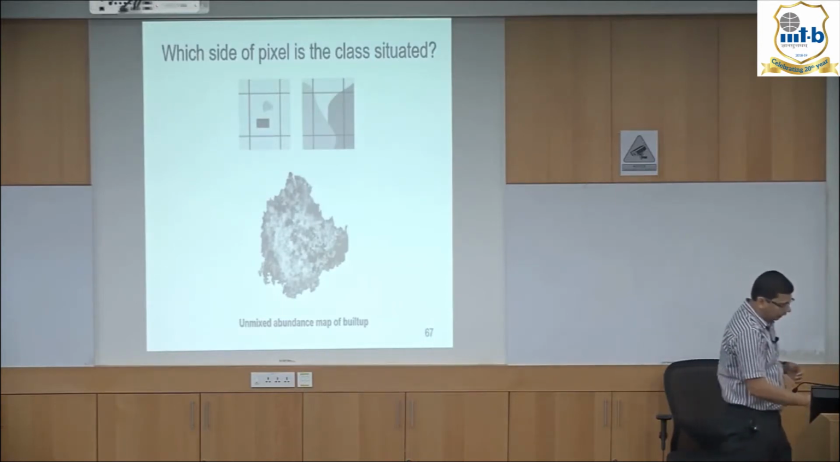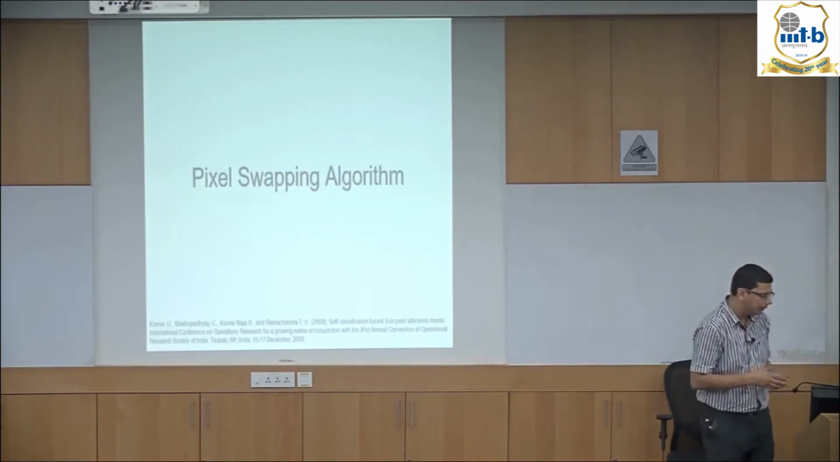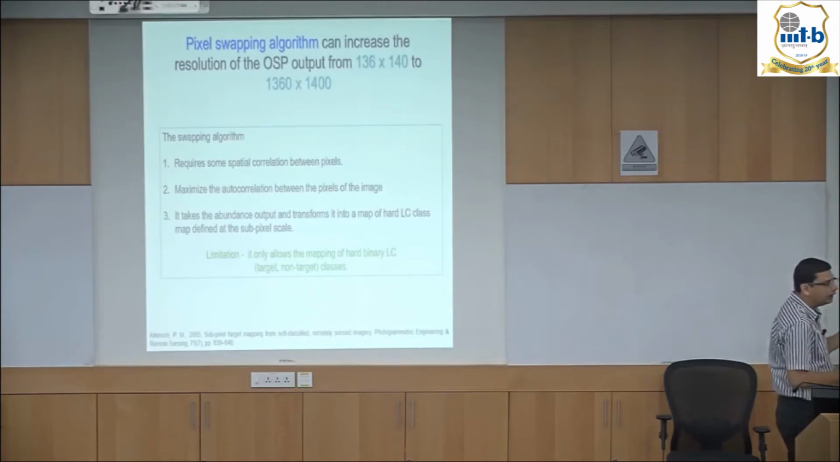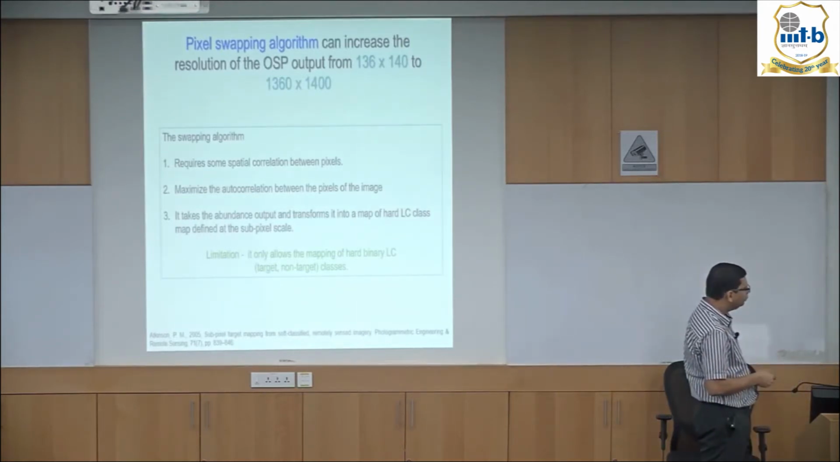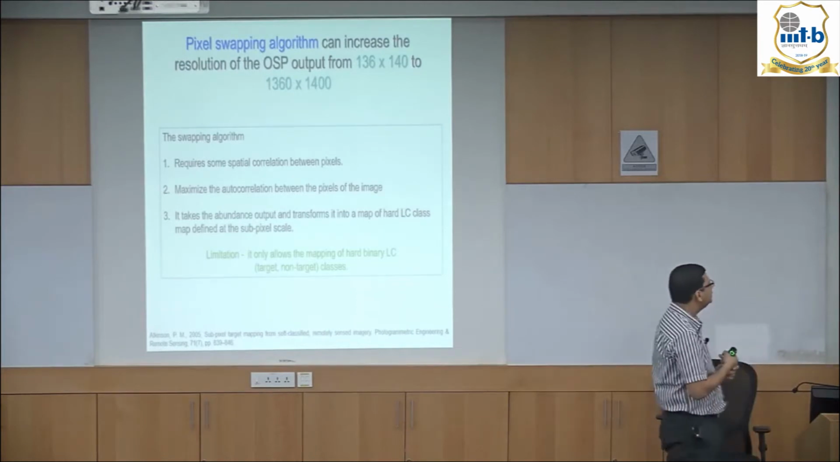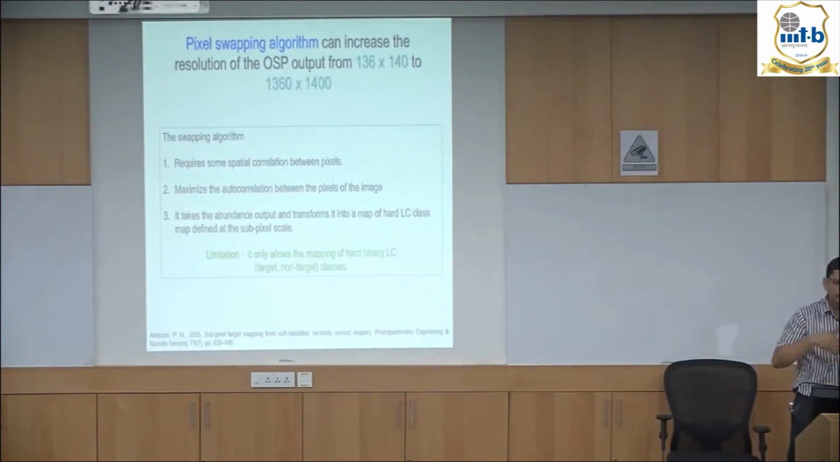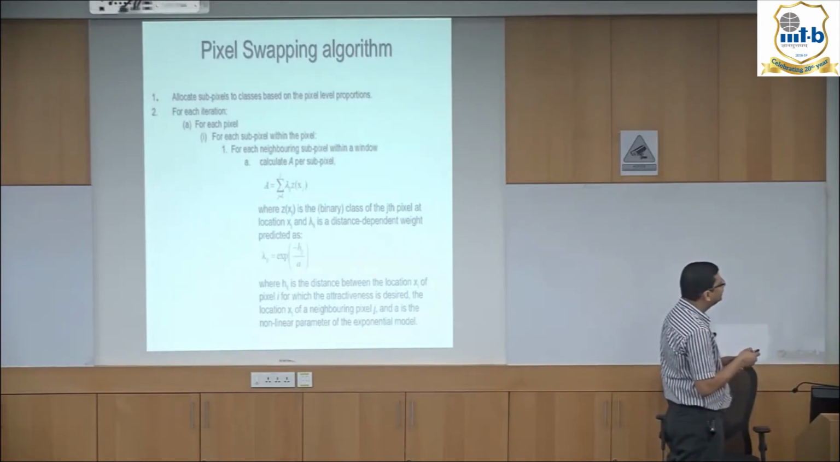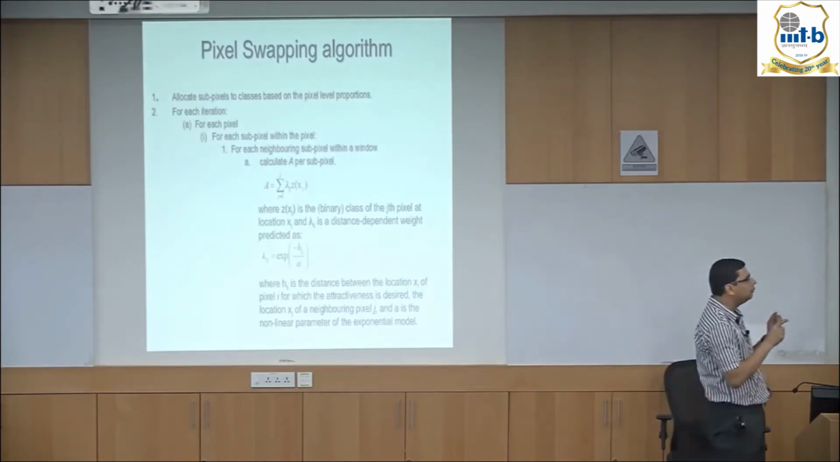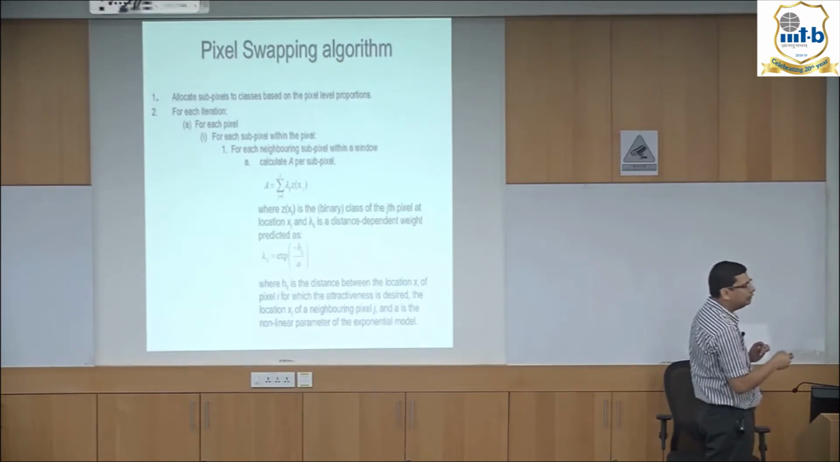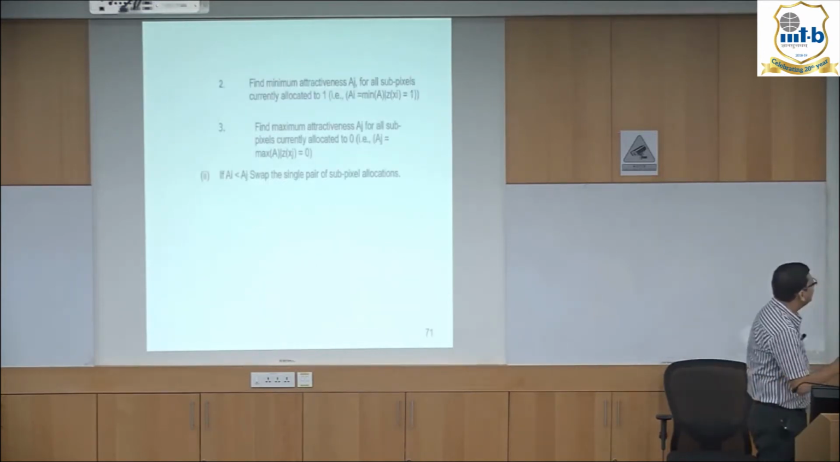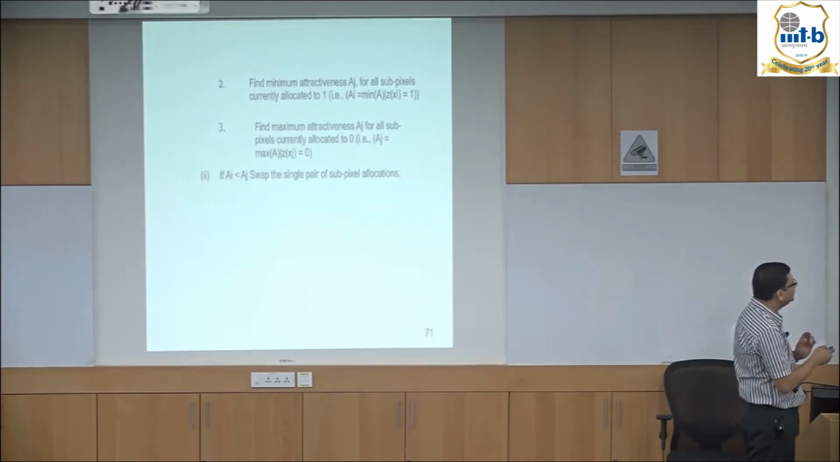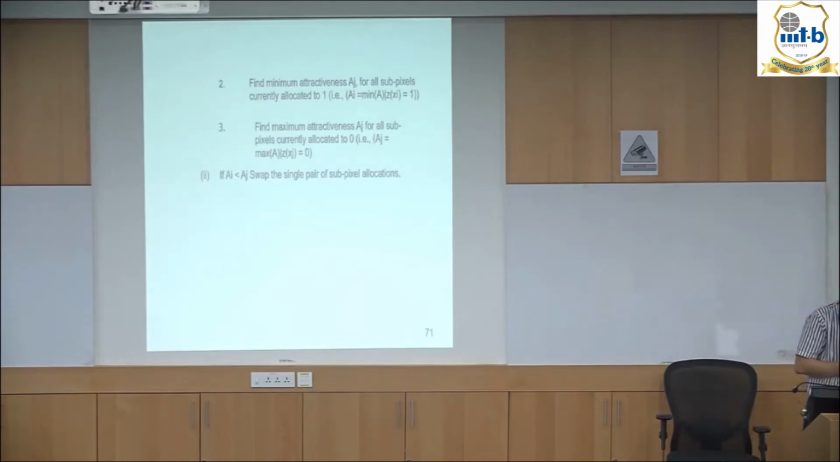Okay. So here we actually didn't develop the algorithm, but came up with an extended algorithm proposed by Atkinson P.M., who used it for a different purpose, and we tried to see if this could be used to solve this problem. What it does is it tries to maximize the autocorrelation between the pixels. In some sense, it works in several iterations. For each iteration, for each pixel, for each subpixel, for each neighboring subpixel within a smaller window, we calculate a parameter called A, the attractiveness parameter, and then for two adjoining subpixels, we compare them. If one is less than the other, we try to swap them. That is why it is called the swapping algorithm.